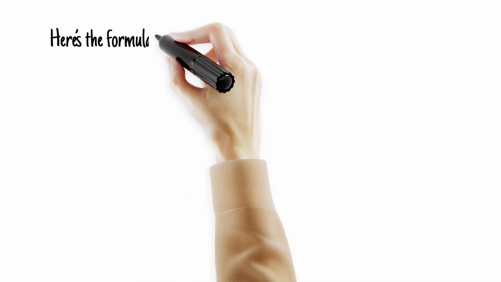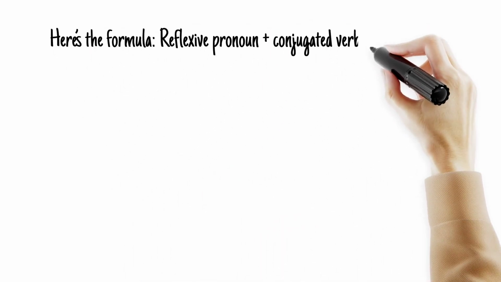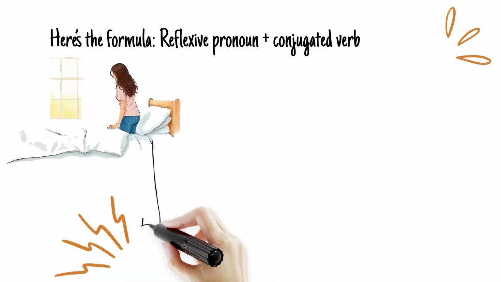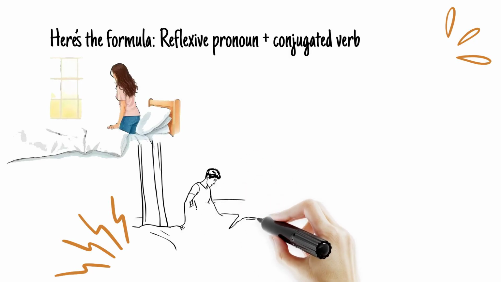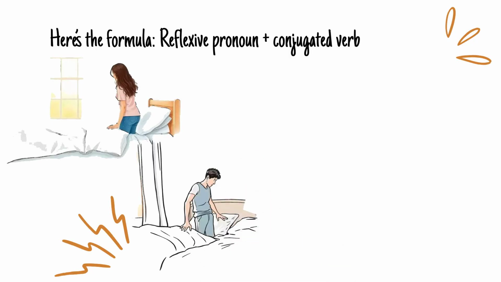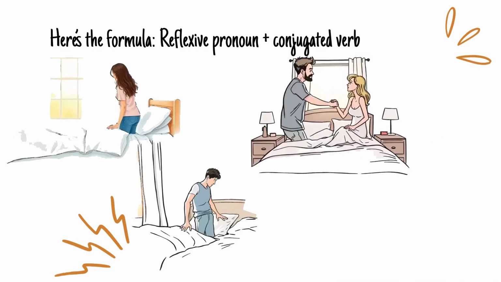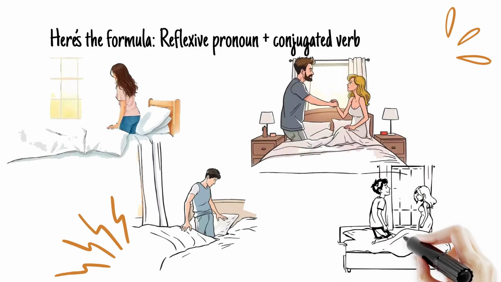Here's the formula. Reflexive pronoun plus conjugated verb. Let's take levantarse, to get up. Yo me levanto, tú te levantas, él se levanta, nosotros nos levantamos, ellos se levantan. If you remove the pronoun, it's just levantar, to lift. But levantarse means to get up, oneself.